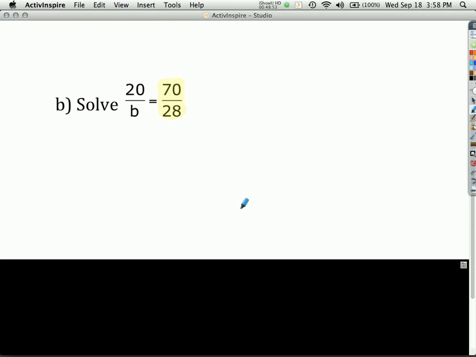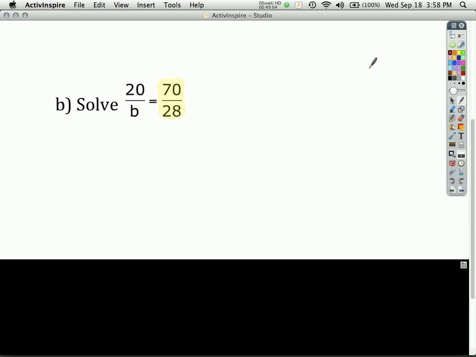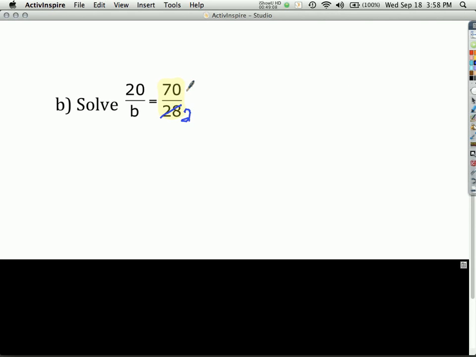Matthew? 3.5, but we're looking for whole numbers. Whole number factors. Kadir? 14. So, divide the top and the bottom by 14. Watch how easy this becomes. Divide by 14, that's a 2. Divide by 14, that's a 5. And oh my goodness, that doesn't look too hard anymore.